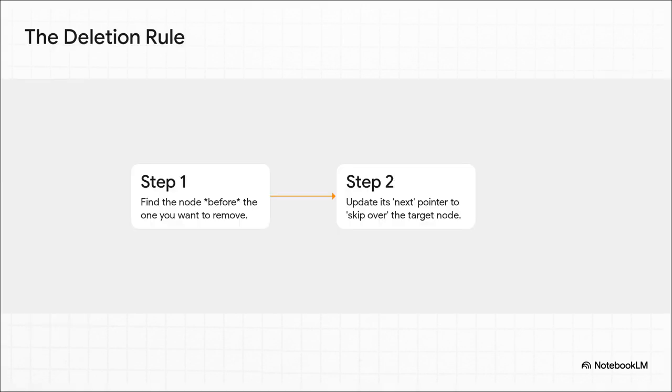Deleting a node works with pretty similar logic. You can't just pluck a node out from the middle. The trick is to find the node that comes right before the one you want to delete. Once you find it, you just change its next pointer to jump or skip over the node you're removing. That connects the chain back together and poof, the unwanted node is effectively gone.